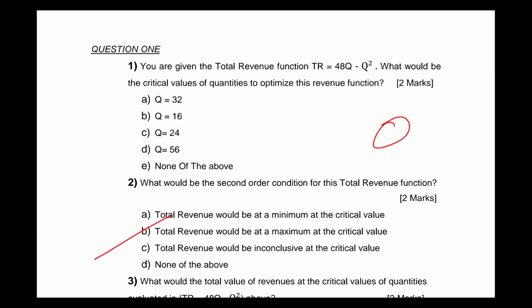Is this hard? No, sir. We are understanding. Your explanation is very clear.